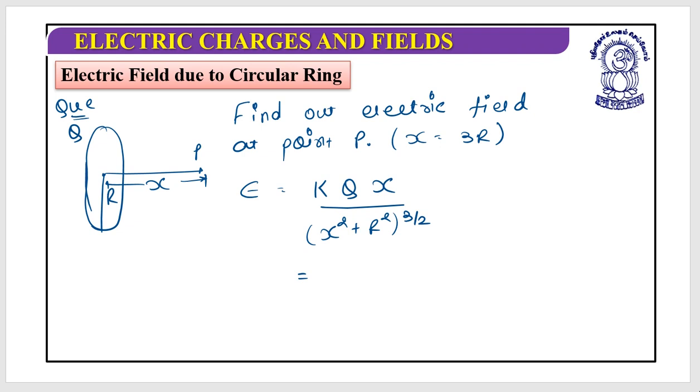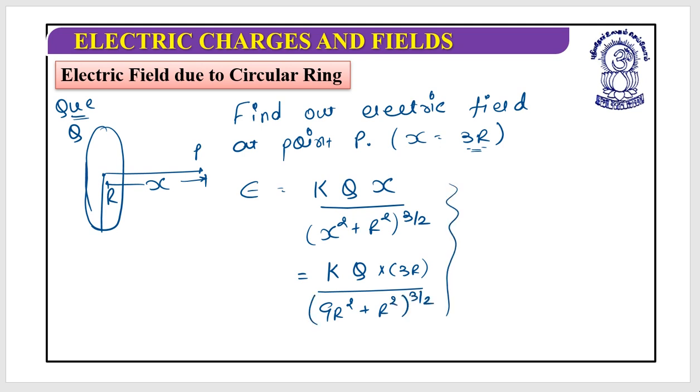So if you replace this, it should be kq x, that is 3r, divided by this is (3r) whole square, this is 9r square, plus r square to the power 3 by 2. So that should be kq multiplied by 3r divided by 9r square plus r square. This is (10r square) to the power 3 by 2.